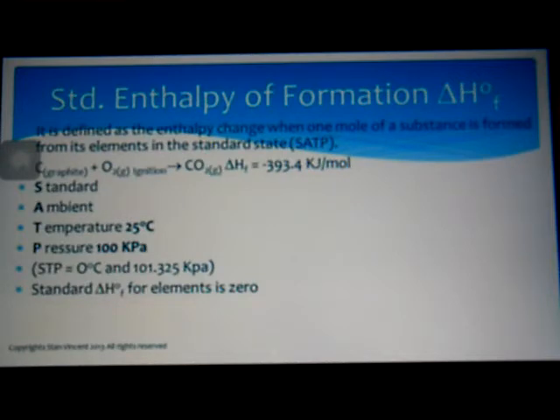For all elements in the standard state, delta H0F is taken as 0. So in a chemical equation, if elements are used, their enthalpies of formation are taken as 0. The values will not be provided, so it's not an error.